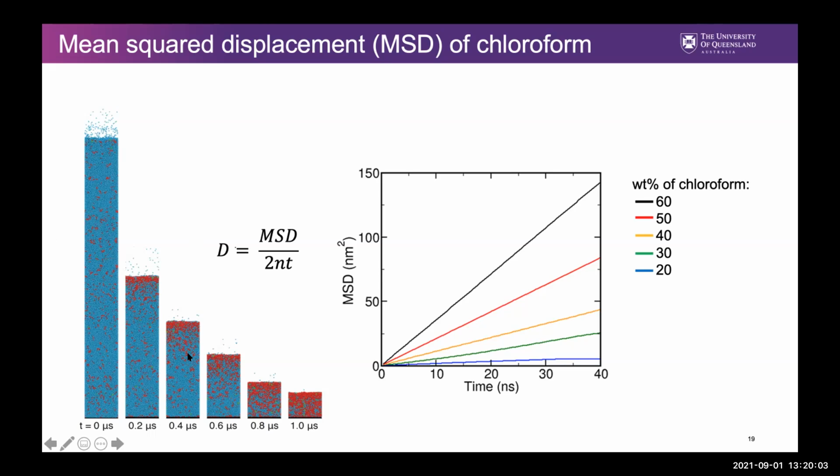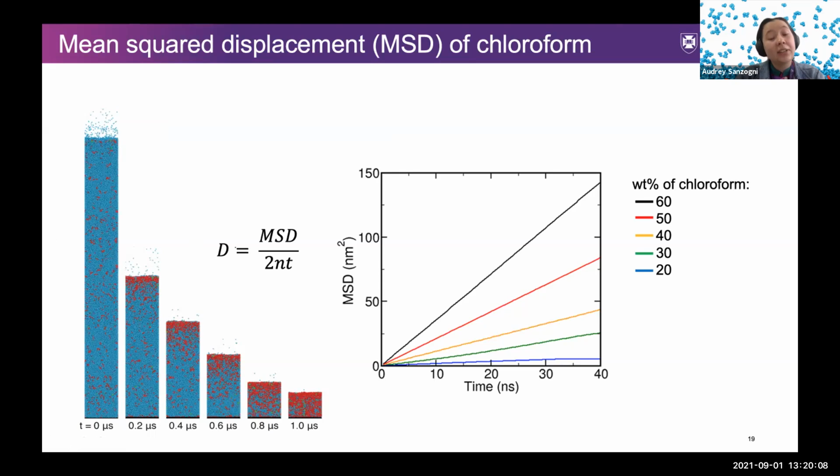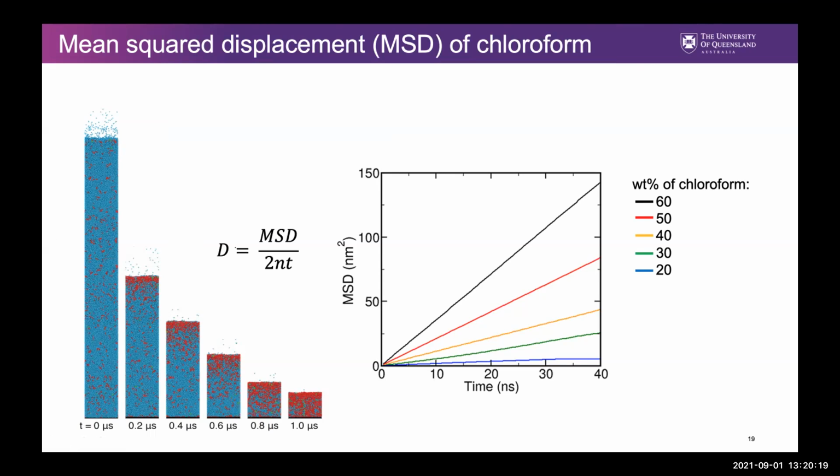I guess you could speed up the evaporation by using a higher temperature. Yes, so this was done at 310 Kelvin, so just a bit above room temperature. Okay, thanks.